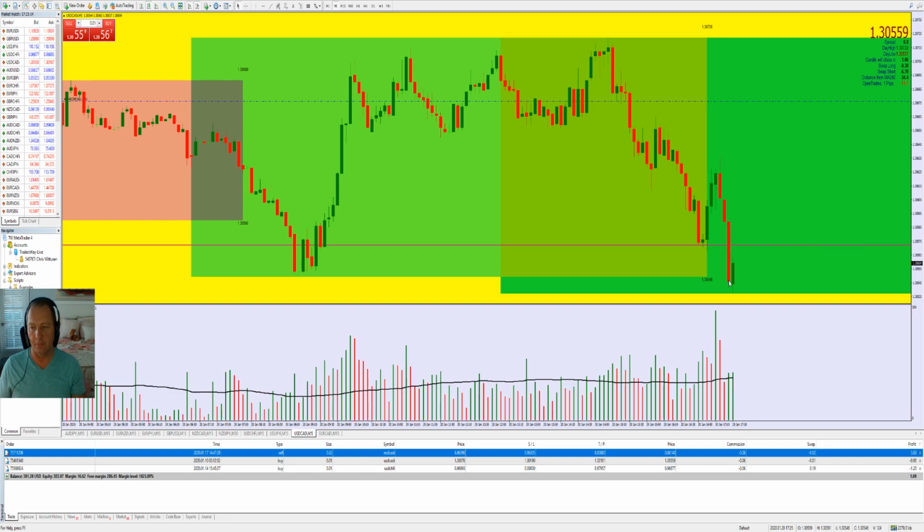Big body, barely any volume. Look at this candle. Huge volume, smaller body. Huge body, smaller volume. This has very little volume, so it kind of matches.